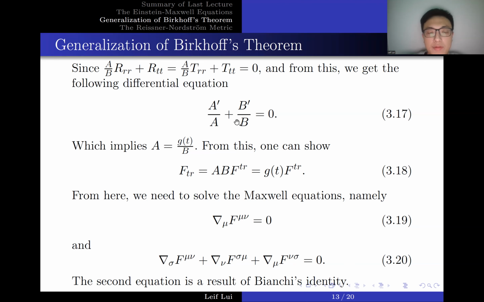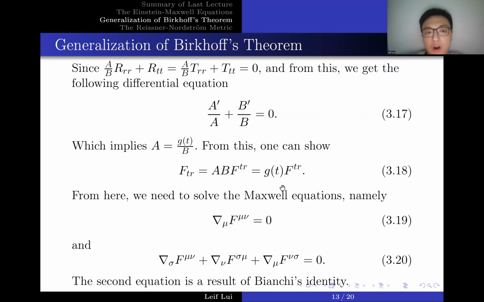And from this, we get the following differential equation, which implies that A is equal to G of T over B, so some arbitrary function of time over B. And from this, one can show that the FTR component is equal to A times B over F superscript. To raise the index, we have to multiply by the inverse of the metric, and the inverse of the metric here is just AB. And AB is simply G of T. So we get this nice expression.